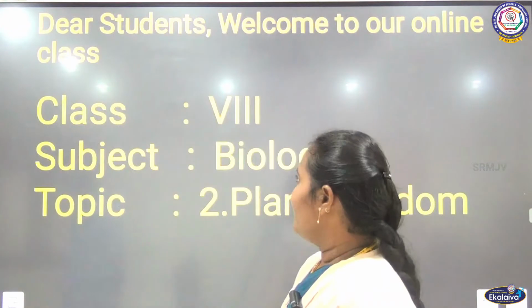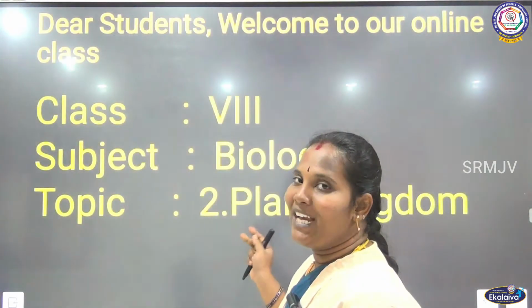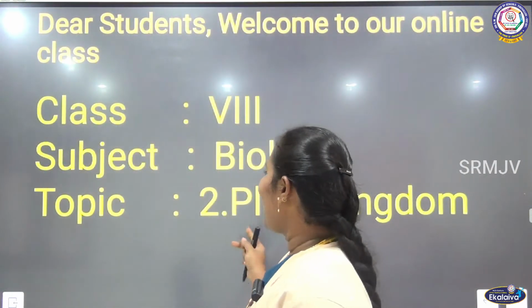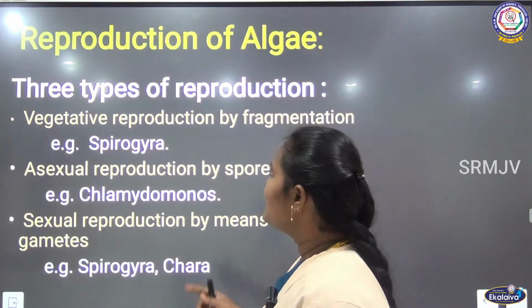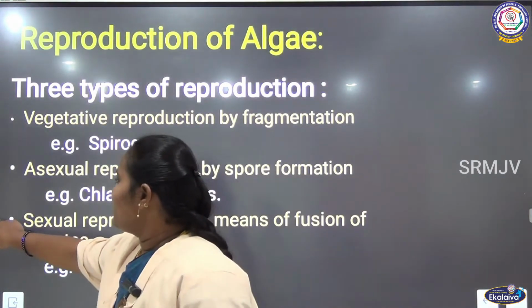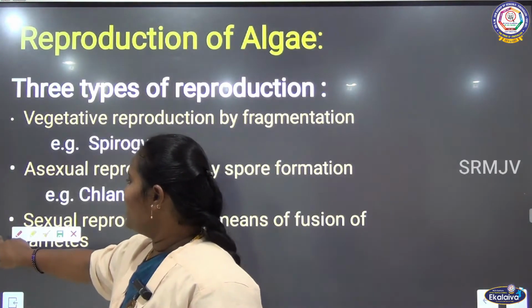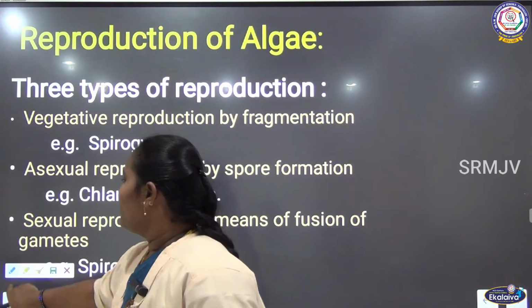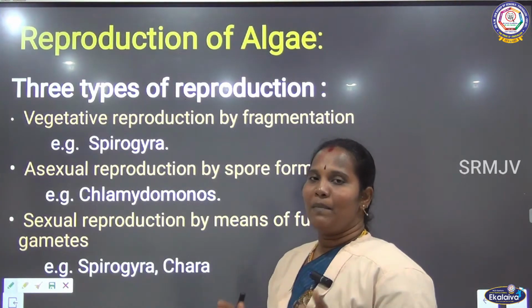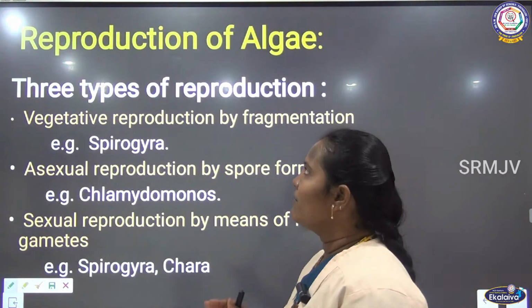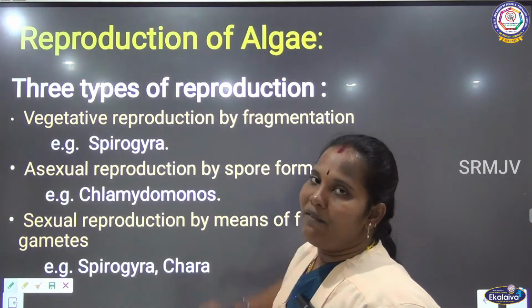Today we are going to see class 8, the subject is biology, the topic name is plant kingdom. In this topic, already in the first session we saw the thallus of algae. We saw the features of algae and many things, their habitat, everything. Now in this topic we have to see reproduction of algae.